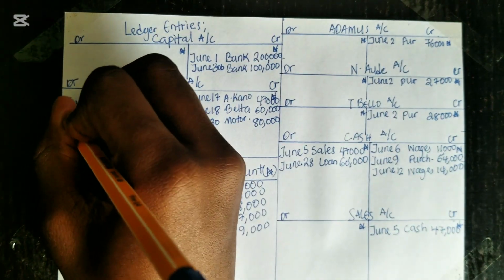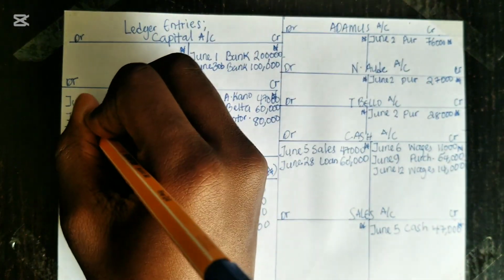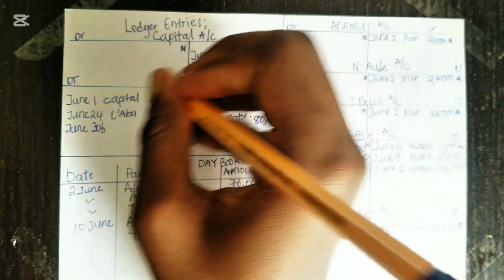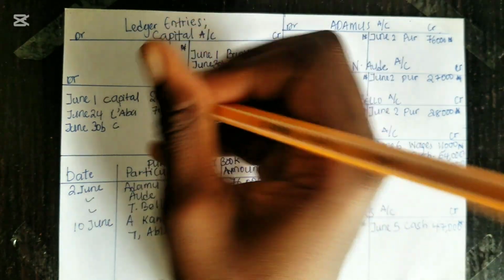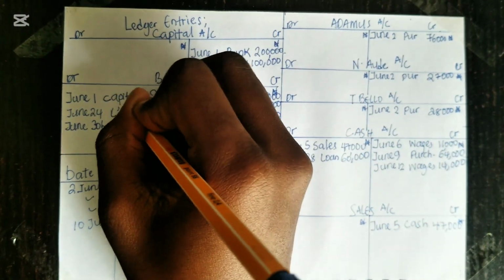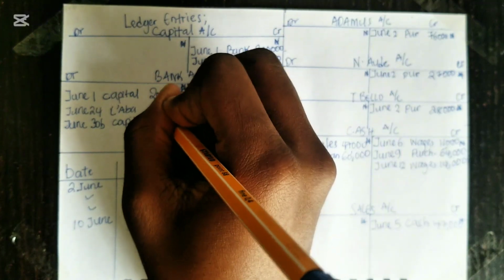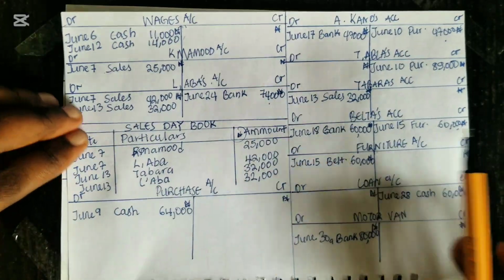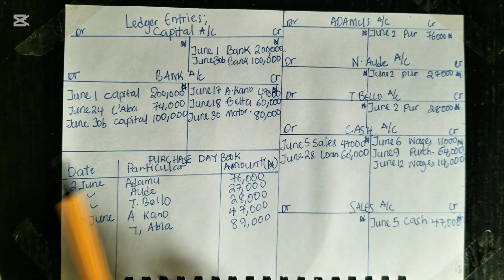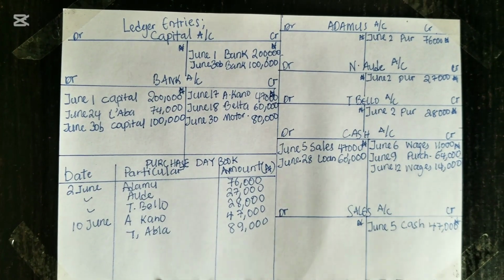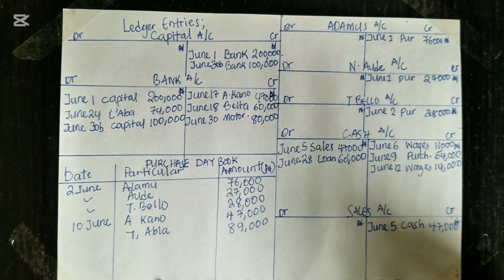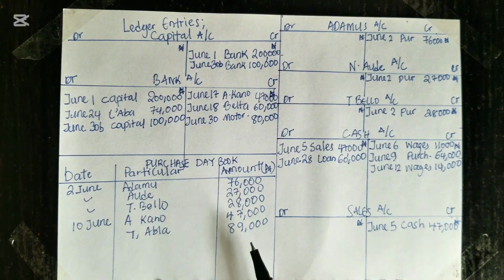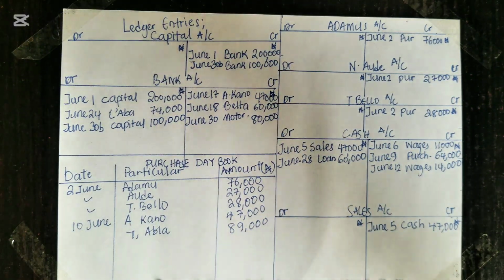So we have what? June 30 B. Then we have our capital of how much? 100,000. So now we are done. We're actually done preparing the accounts for every ledger account stated here. So now we're going to be what? Balancing the account and then extracting a trial balance.